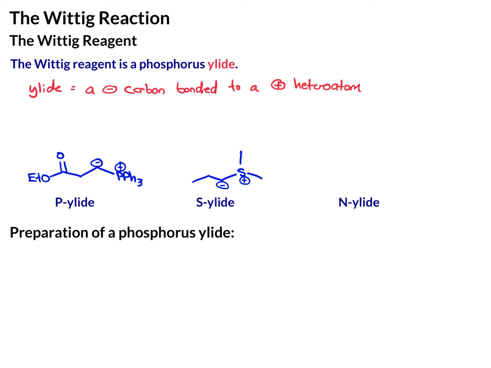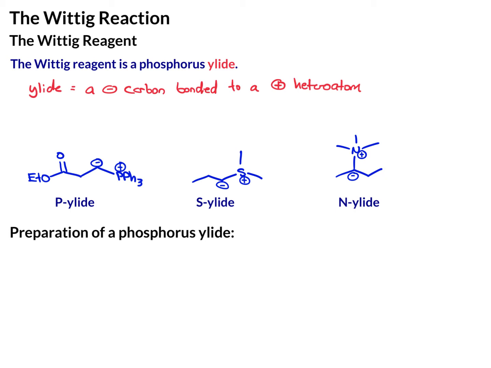And then let's do a nitrogen ylide. There's a positively charged nitrogen, and if you have a negative charge on the neighboring carbon, that would be a nitrogen ylide.